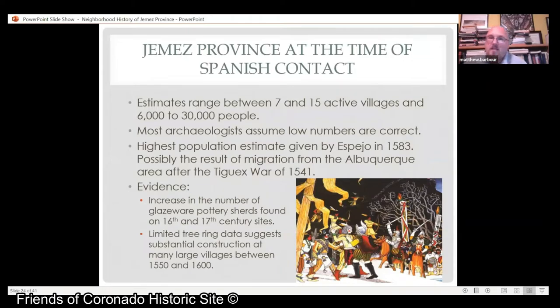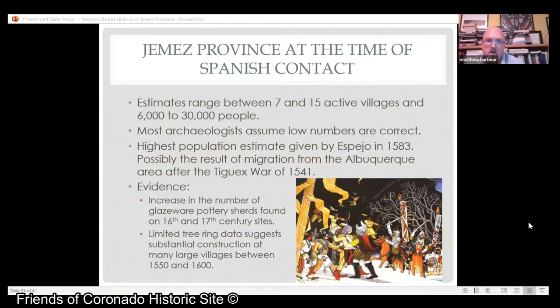At the time of contact, exactly how many people lived in Jemez province is debated. Estimates range between 7 and 15 active villages at the time of Coronado's expedition. And those expeditions that came, one of them, I think it was the Espejo, actually gives 30,000 as the estimate of people in the Jemez Mountains. Most archaeologists assume lower numbers are correct. 6,000 might be a good number for the time of contact.